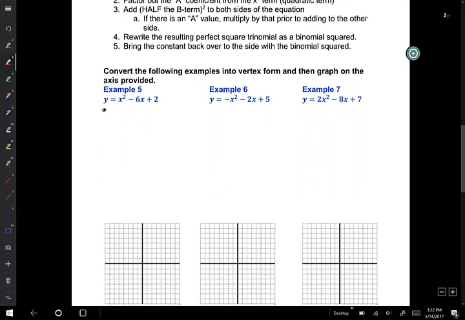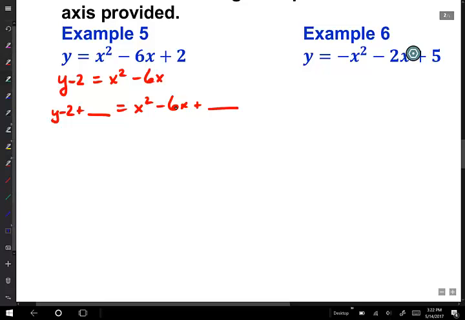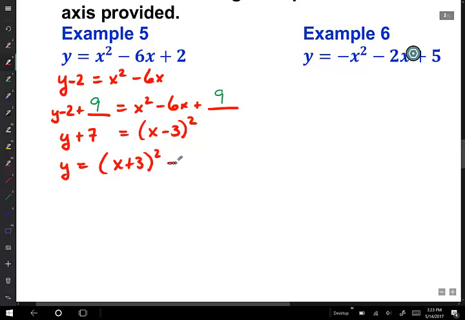So here we go. First of all, on this first one, I am going to move the 2 over to the other side by subtracting 2. Next, I'm going to have to add the same thing to both sides to make this 6x into a perfect square trinomial. Half of 6 is 3, 3 squared is 9, so I'm going to add 9 to both sides. That gives me y plus 7 on the left, and it gives me (x minus 3) squared on the right. There's my binomial squared. So I bring the 7 back over, (x plus 3) squared minus 7, my vertex, negative 3, negative 7, my a value is 1.